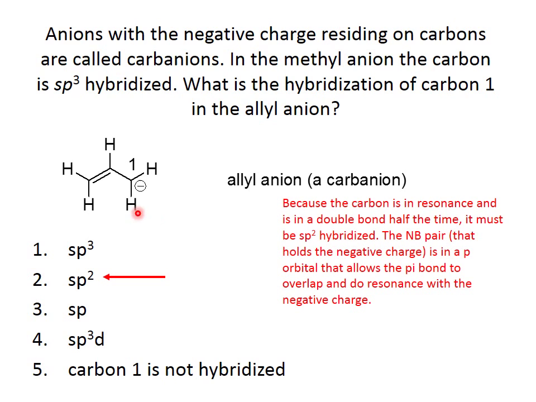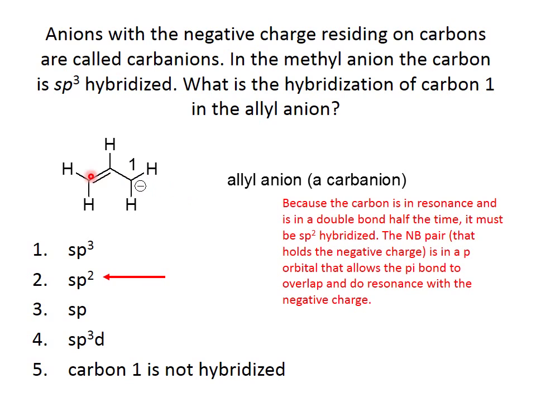If I look at this carbon, I would see that this is in resonance with this double bond right here. There is another resonance structure where the double bond moves here and the negative charge is over here. So at any one time, this carbon is partway negative and partway in a double bond. Because it's in that double bond, it can't be sp3 hybridized, it must be sp2 hybridized.